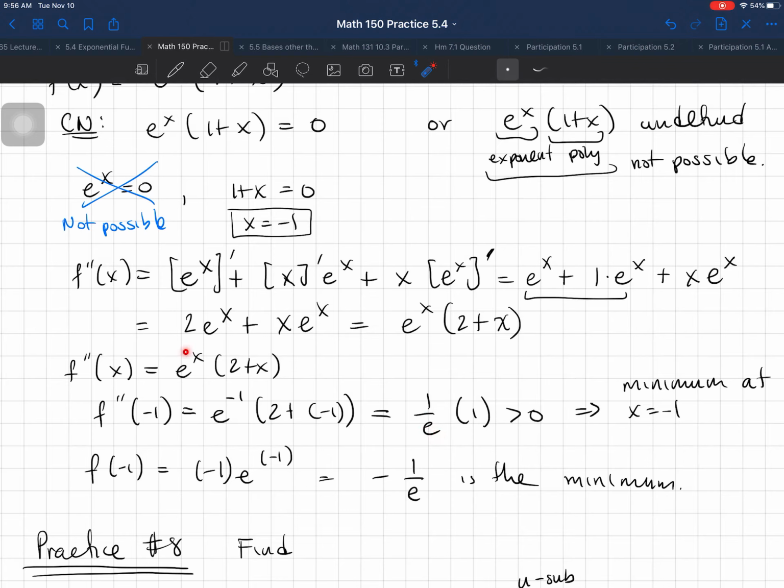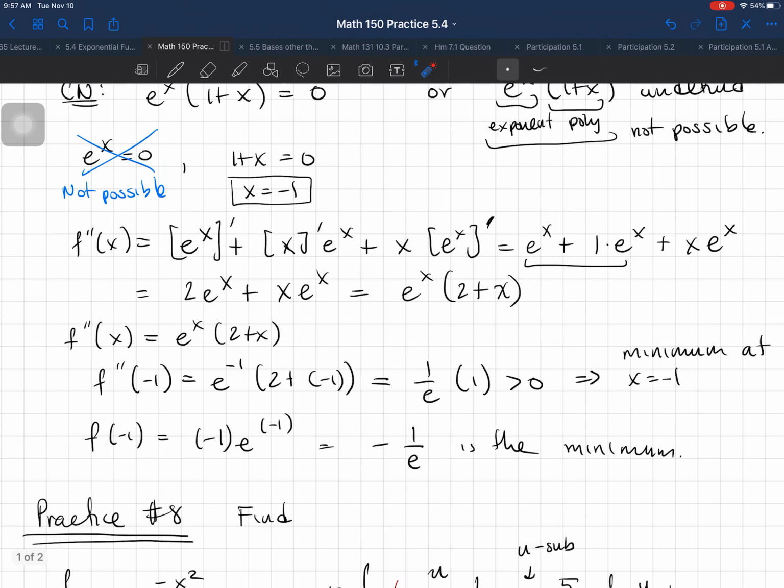So e to the x times anything is always going to be positive, except if there's a minus in front of it, right? But overall, e to the x is always positive. If there's no coefficient in front of it, that coefficient is going to make it negative if it's negative. So anyways, that's positive. So that means that this is concave up. So that means that this is a minimum, right? You're going to find a minimum at x equals negative 1.